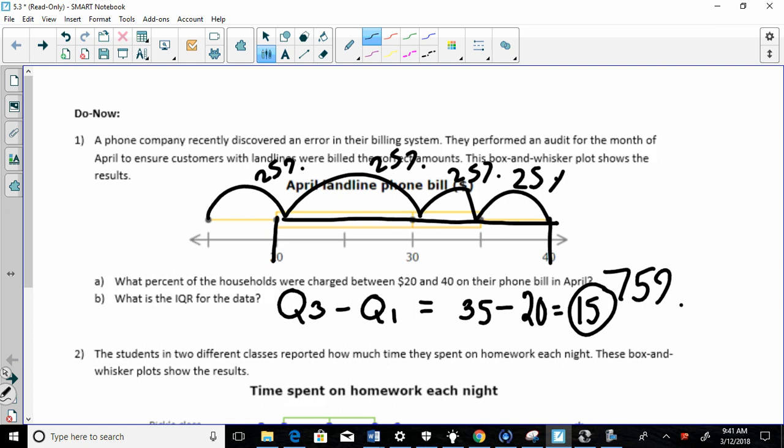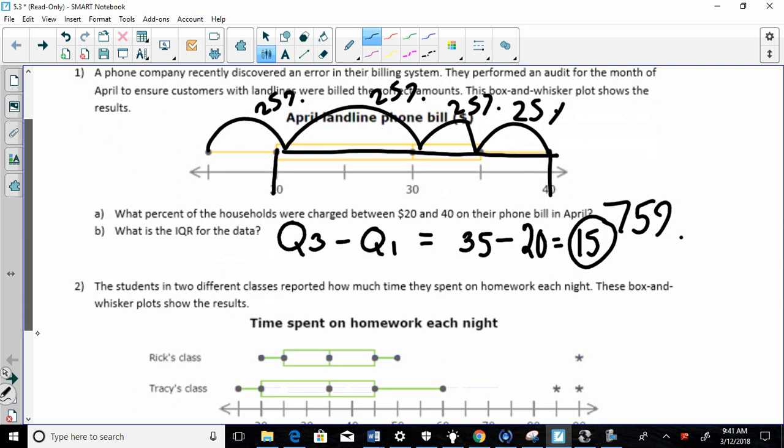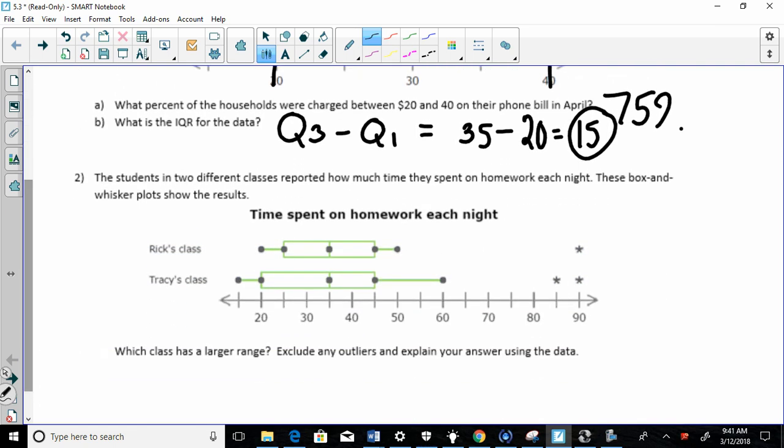Cool. All right, next one is talking about two different box plots, but here these stars, you might have seen them on your ITEL, mean outliers. So today we're going to be learning how to calculate outliers, but if you see little stars like that, it's considered an outlier, which means it's way bigger or way smaller than the data. So they're saying exclude them, so don't even look at them. So they're saying which class has a larger range.